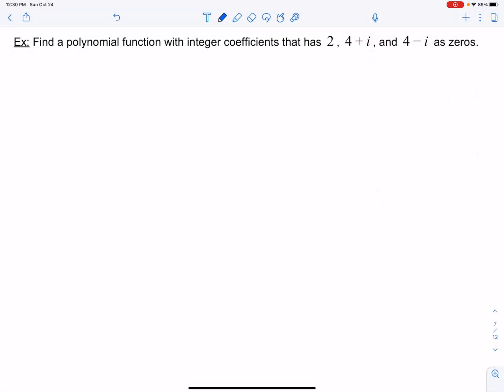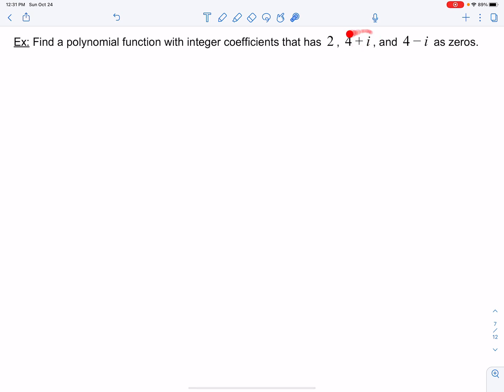We're going to look at another example of finding a polynomial function when we're given the zeros of it. So if we want to find a polynomial function with integer coefficients that has 2, 4 plus i, and 4 minus i as zeros. Again, notice that they were very nice in this list, and told us that 4 plus i and its conjugate 4 minus i are zeros. Anytime we have something with an imaginary number as a zero, its conjugate is also a zero of our function.